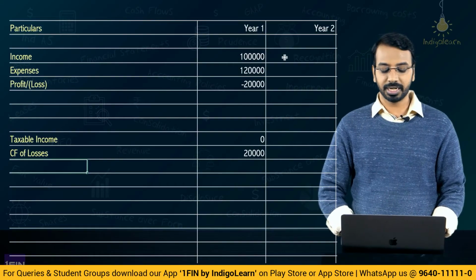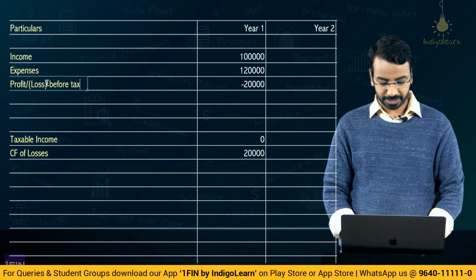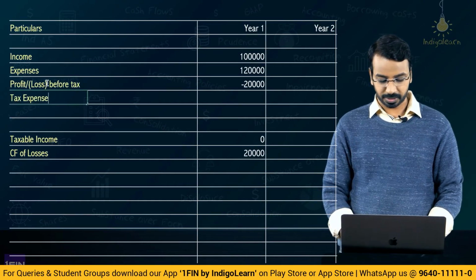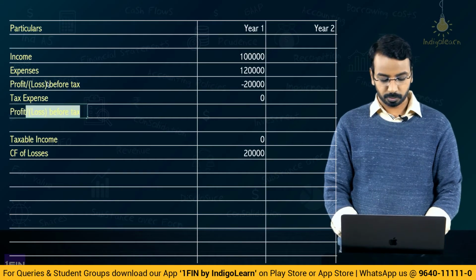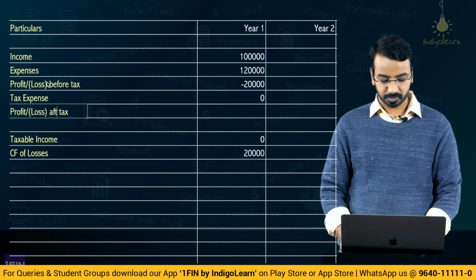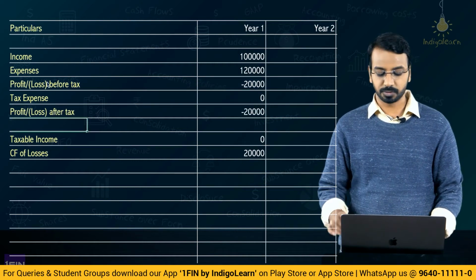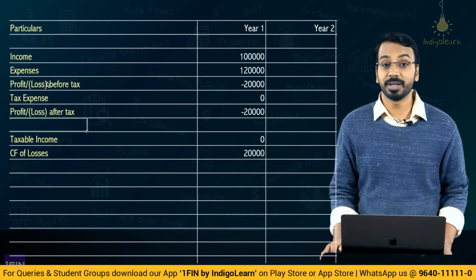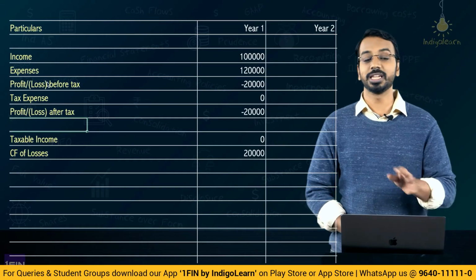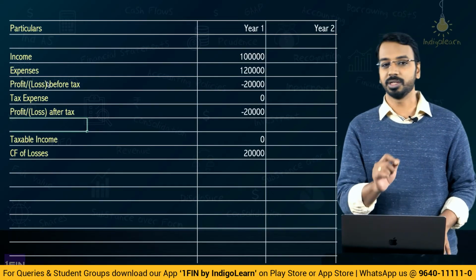Okay. Now come to the second year. So here profit or loss before tax, tax expense zero, profit or loss after tax will be this minus this, which is again 20,000. Now, some of you might be asking, sir, where is deferred taxation? That is what we are getting into. Okay. So, right now we are assuming there is no deferred taxation. We will see year 2 financials and then we will work back and see what will be the deferred tax.